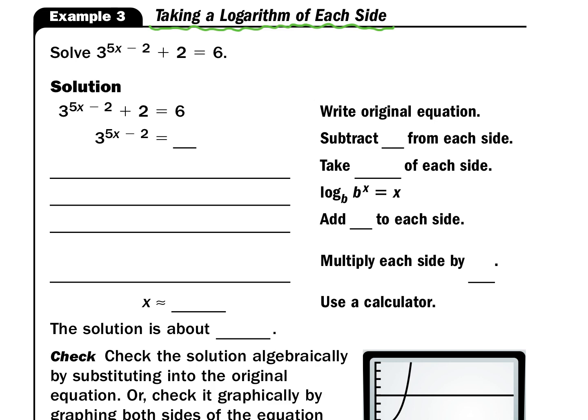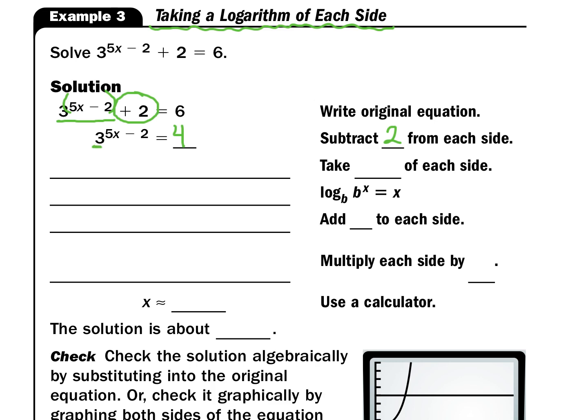So the first thing that we have to do is get rid of this additional constant over here on the left-hand side. We want it to just where we have a base with a single exponent. In this case, our single exponent is 5x minus 2. So we want to get that term by itself. So the first thing we do is subtract 2 from both sides. So that's 3 to the 5x minus 2 equals 4. So now I can take the log of both sides.